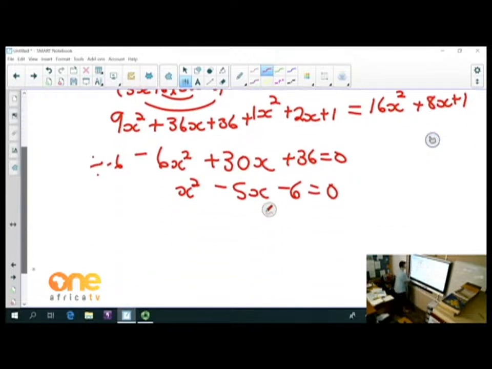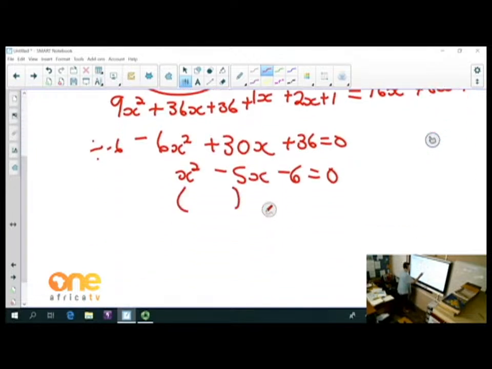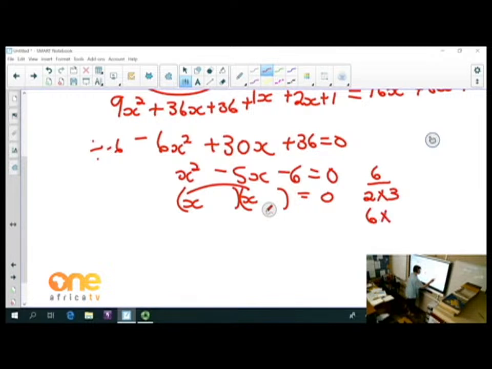And now we're going to factorize this one. This is an easy trinomial. Remember, we did it last year. So what times what gives you the first term? x times x. Then we take the factors of 6, which might be 2 by 3 or 6 by 1. And now we read it. If you subtract it, it must give you 5.